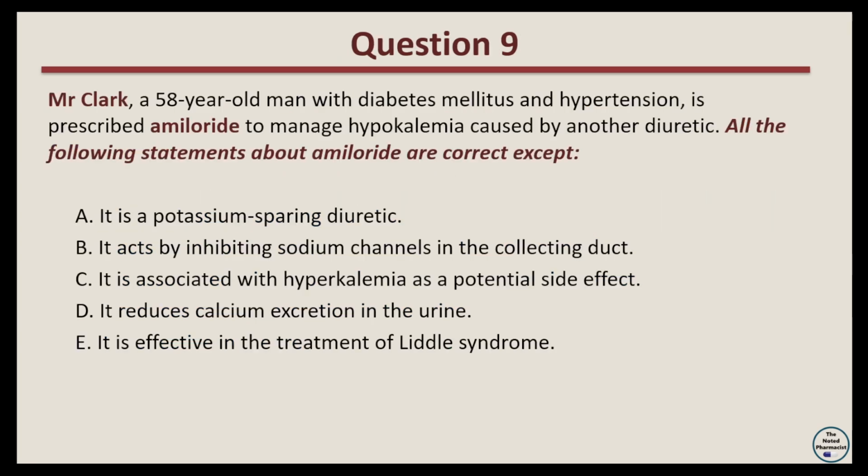Question 9. Mr. Clark, a 58-year-old man with diabetes mellitus and hypertension, is prescribed amiloride to manage hypokalemia caused by another diuretic. All the following statements about amiloride are correct except: Option A, it is a potassium-sparing diuretic.